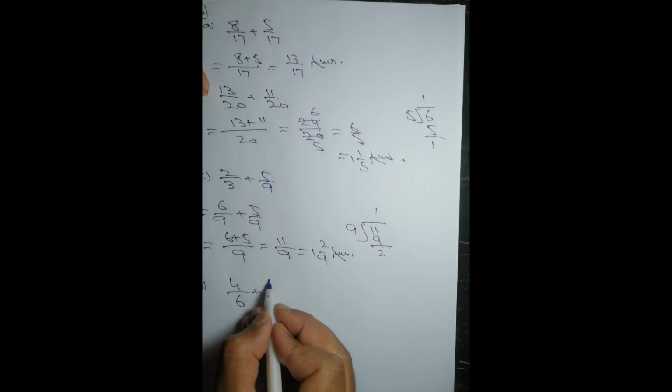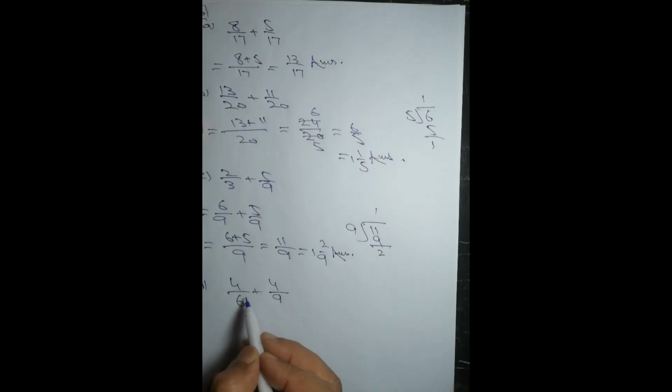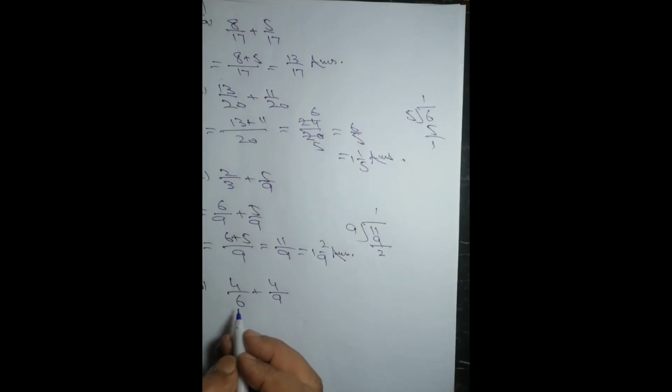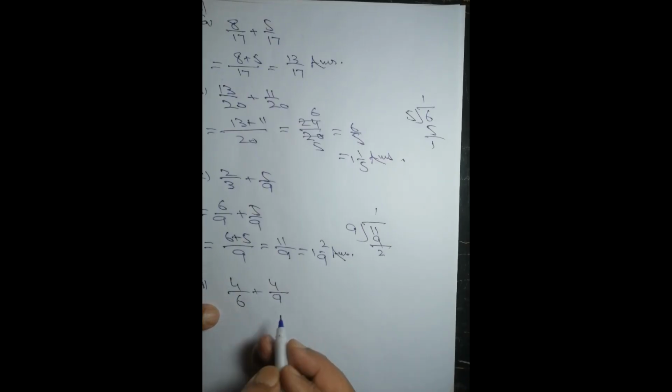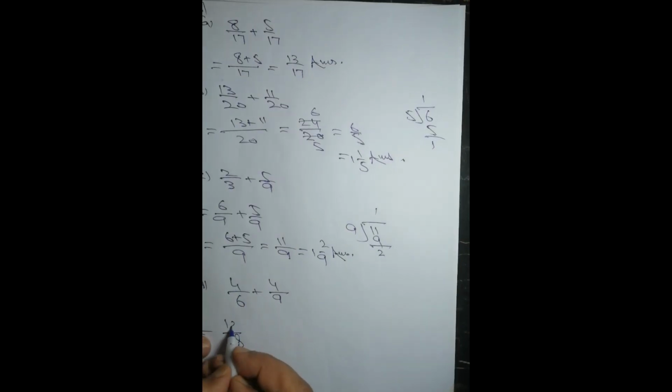Part D, 4 by 6 plus 4 by 9. So we need to make the denominator divisible by both the numbers. 18 is a number which is divisible by 6 as well as by 9. So we need to make the denominator 18. Multiply by 3, 18, and this is 12. And for this fraction we need to multiply by 2, the numerator as well. This is 8. So now LCM is 18.